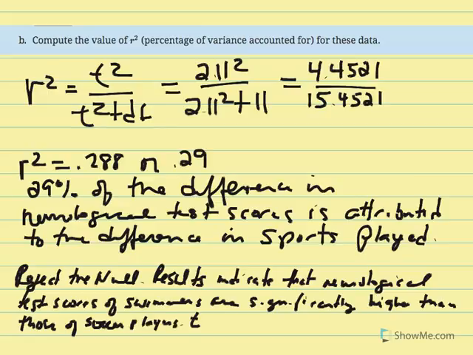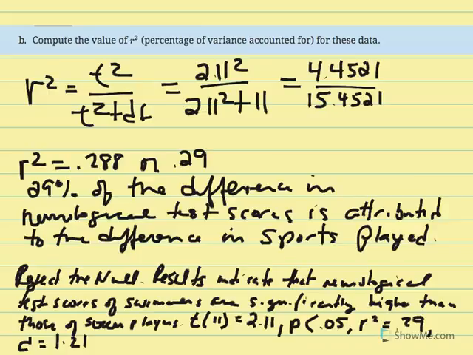And we conducted a t-test with degrees of freedom equal to 11. Our t-value was equal to 2.11. The probability of obtaining that t-value, if the null were true, is less than a 5% chance. And our r squared was equal to 0.29. We also calculated d. Normally you wouldn't see both, but since we did calculate it, I believe it was 1.21. And that would be our concluding statement.